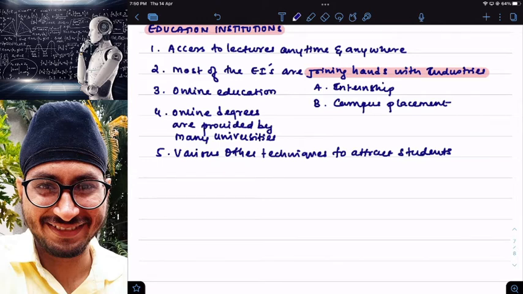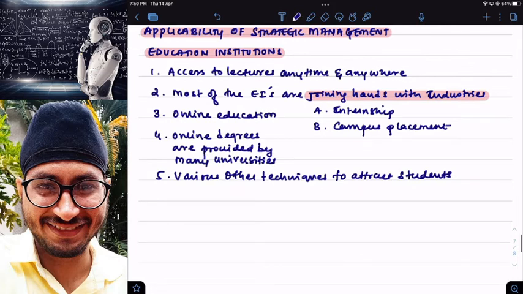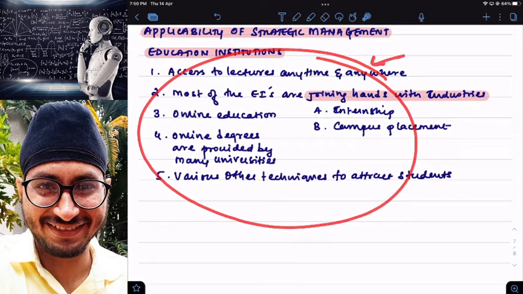Maybe I may be providing centralized AC. I may be providing cool drinking water to students. I may be providing proper benches. I may be providing digital classrooms. So many things are there nowadays. What are education institutions doing? Why, sir? In order to survive in the market. That is, these are some examples of strategic management being used in education institutions.